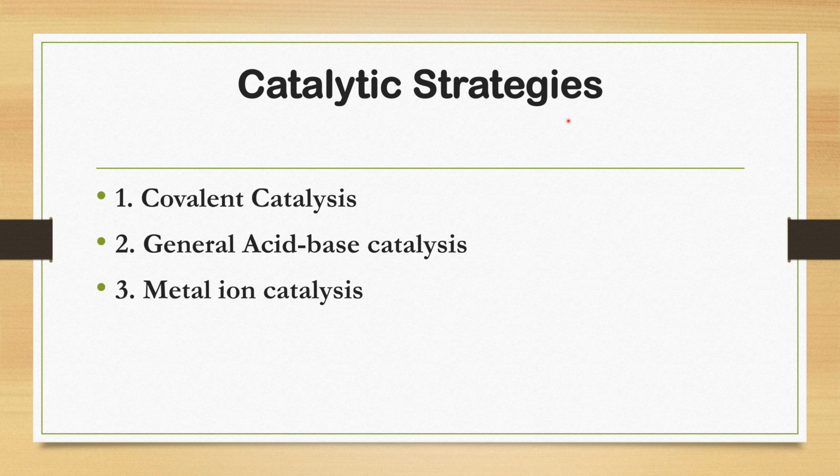Catalytic strategies. Basically there are three types of catalytic strategies: covalent catalysis, general acid-base catalysis, and metal ion catalysis. The enzyme can use one or more types of catalysis to catalyze a reaction. For example, chymotrypsin is a digestive enzyme. It is a proteolytic enzyme which breaks down proteins. This chymotrypsin uses both covalent catalysis as well as acid-base catalysis to catalyze its reaction.